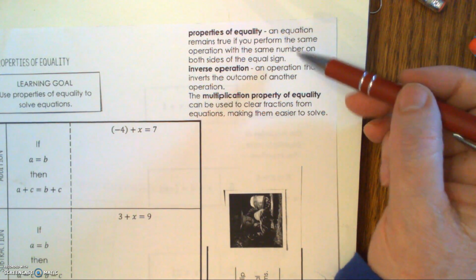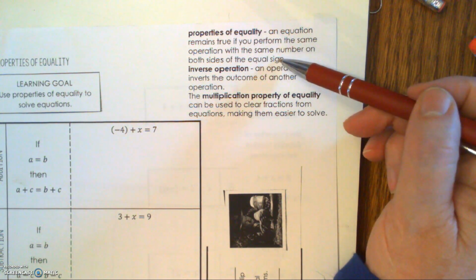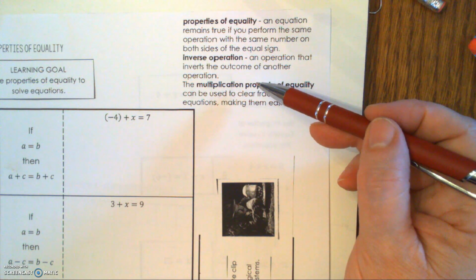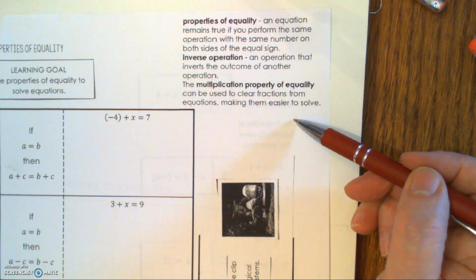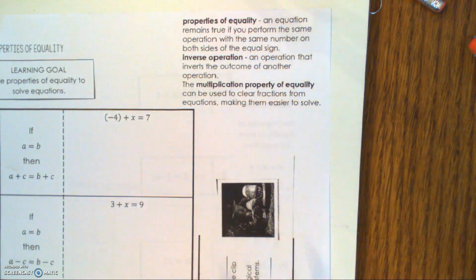An equation remains true if you perform the same operation with the same number on both sides of the equal sign. Inverse operation: an operation that inverts the outcome of another operation. And the multiplication property of equality can be used to clear fractions from equations, making them easier to solve.